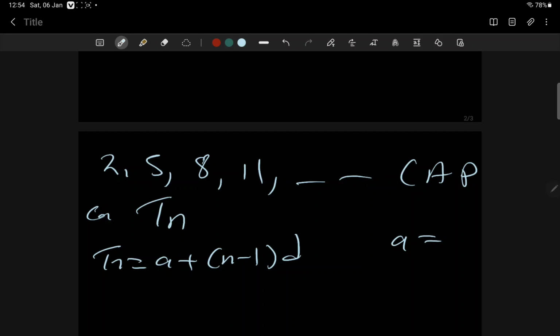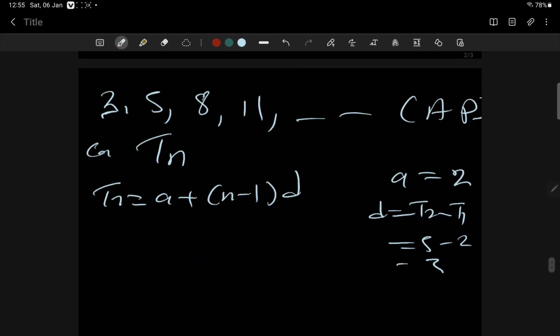A is the first term. What is the first term? 2. D is the difference. And since we're given that this is an arithmetic progression, we just have to say t2 minus t1. The term number 2 in this case is 5 minus the first term 2. 5 minus 2, that is 3. Right, then we plug it back into the formula. First term A, which is 2, plus n minus 1, the nth term, then the difference, that is 3.